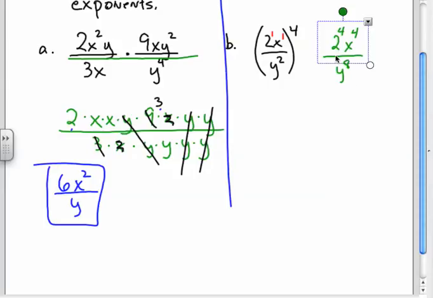But I do know what 2 is, and I can multiply that 4 times. I know that 2 to the 4th is equal to 16. X to the 4th over y to the 8th. That's it. Nothing else I can do. All right? Nice job, guys.